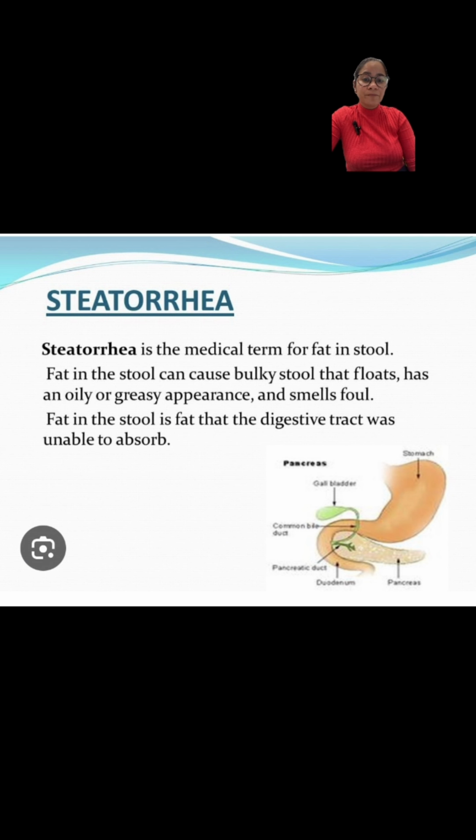And it smells foul. The fat in the stool is the fat that the digestive tract was unable to absorb. Remember, in the symptoms we have discovered that there can be hepatosplenomegaly, and if there is liver cirrhosis, hepatosplenomegaly will be present in a cystic fibrosis patient. Why? Because their intestines cannot absorb nutrients properly, right? So the cystic fibrosis patient will have an issue related to fat absorption. That's why their stool will be very bulky and frothy. This is due to the malabsorption of fat, right?